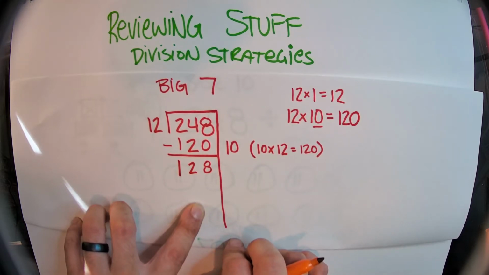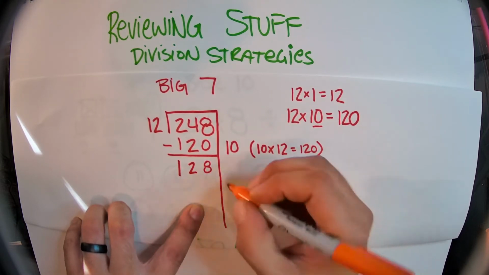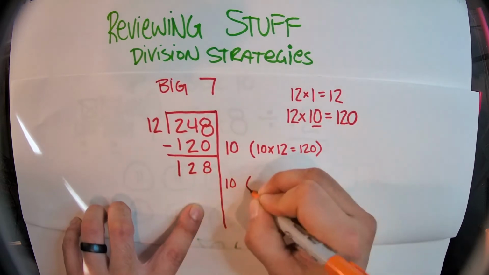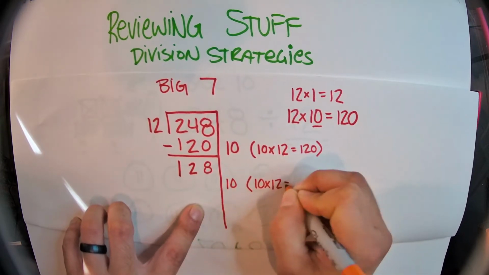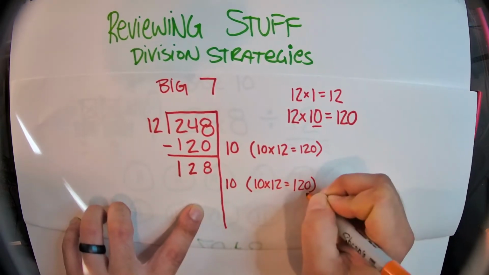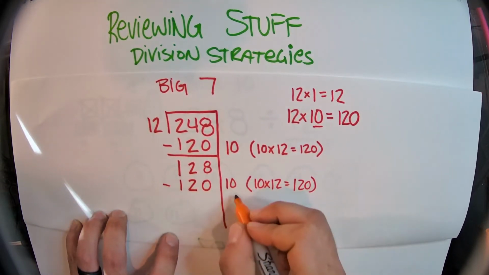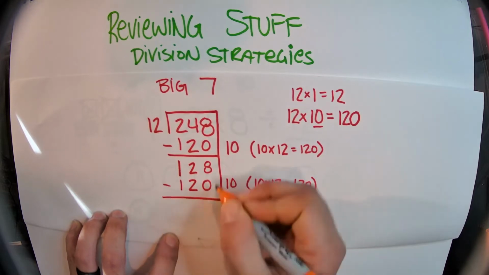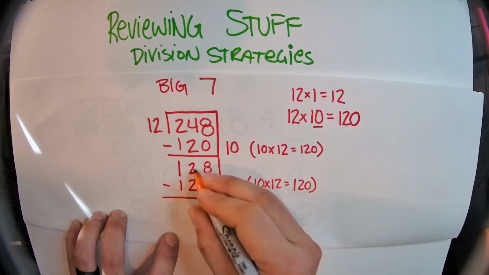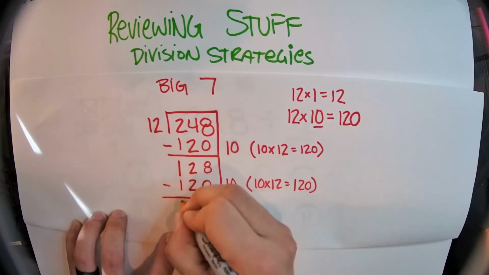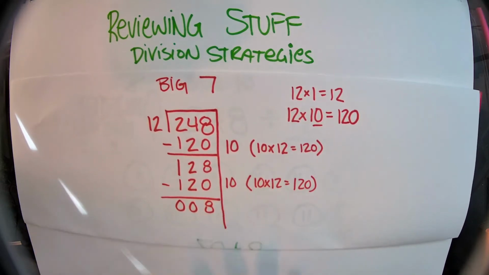Could we get rid of another 10 groups of 12? Well, we decided that 10 times 12 is 120, and 120 is smaller than 128, so yeah, we could take away another 10 groups. So 8 minus 0 is 8, 2 minus 2 is 0, 1 minus 1 is 0, and there we have 8. We have 8 left over.